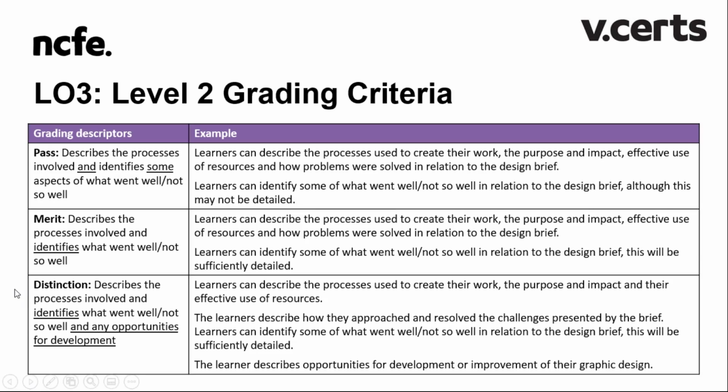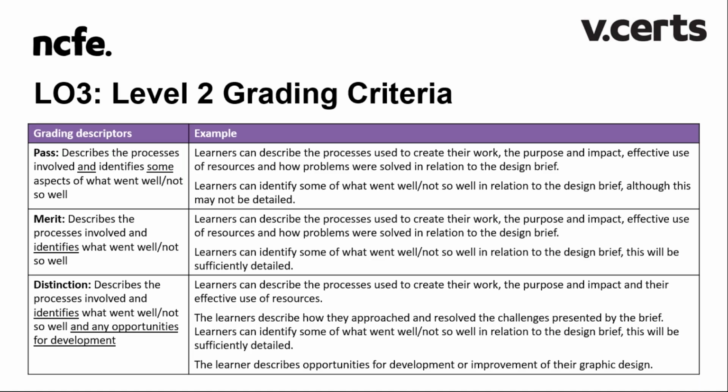So looking at the level 2 assessment criteria, even at level 2, it's a review. It's not an in-depth evaluation. So even at a distinction, the descriptor is still "describes". At a pass, merit, and distinction, it's only looking for description. However, we're looking for a description that covers as much of those bullet points as possible.